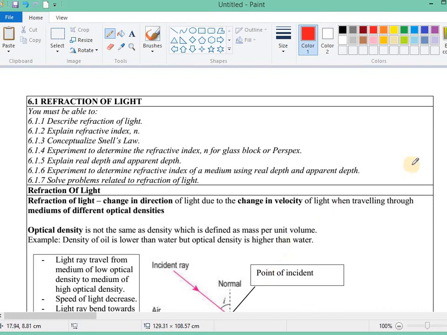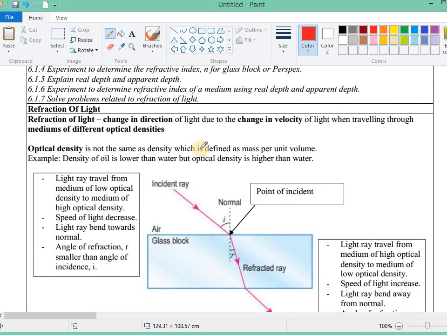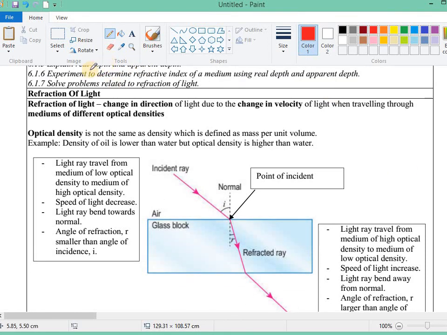Alright, refraction of light. Light is also a wave, like what we learned previously in electromagnetic wave. Light that we are talking about here is visible light, light that we can see. So what is refraction of light? Refraction of light is change in direction of light due to change in velocity of light when traveling through media of different optical density. We already learned about refraction of wave.